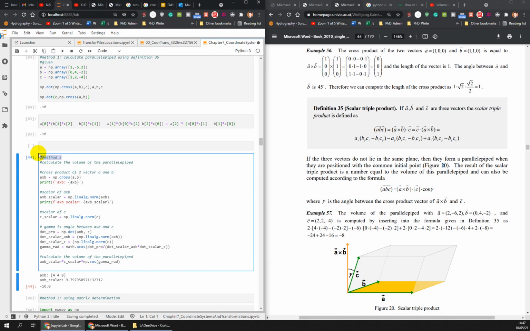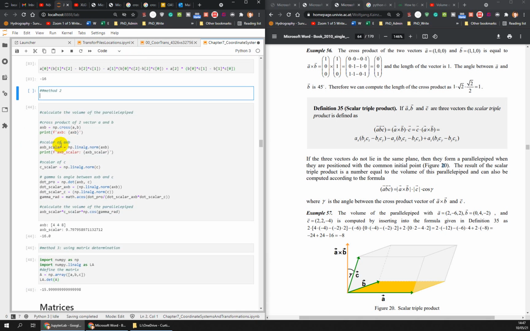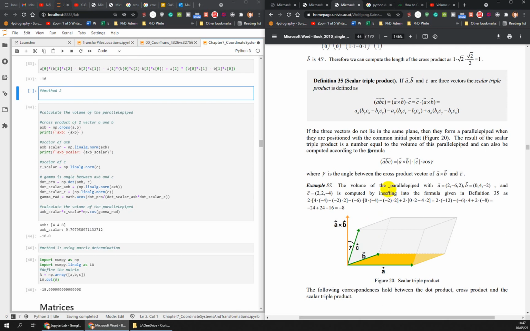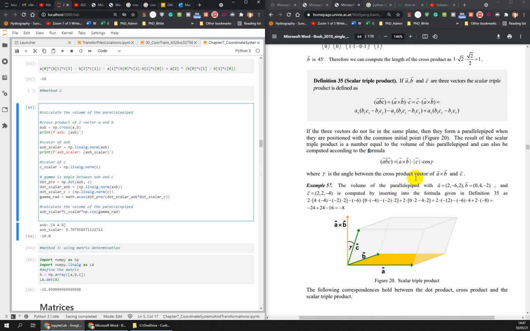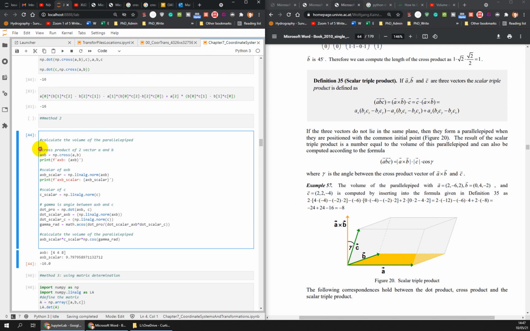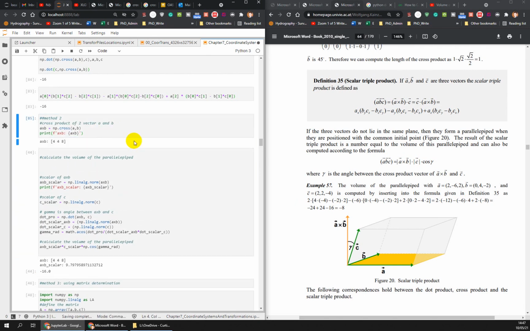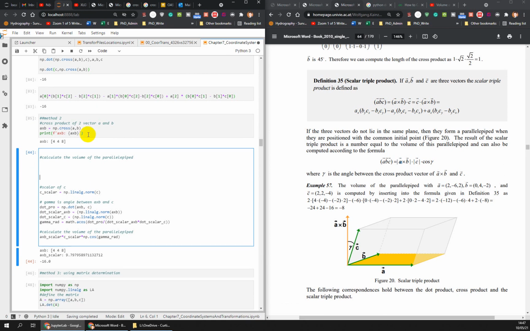So let's say here this is the second method. In this method, we're going to calculate the volume of the parallelepiped using this formula. In order to do that, we need to determine the cross product of A and B, which is this value, and then we need to determine the magnitude of A and B.